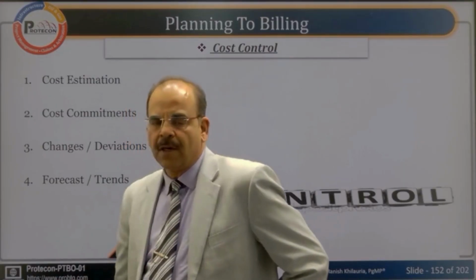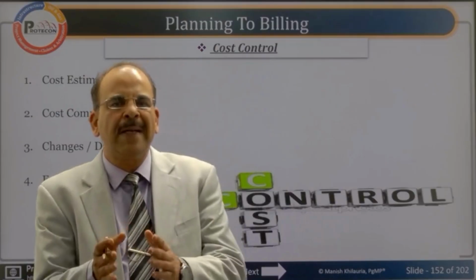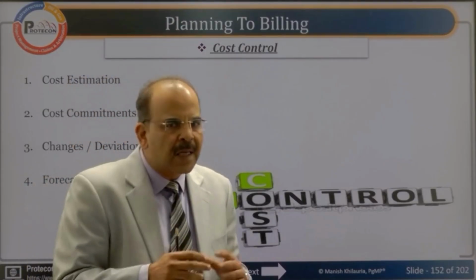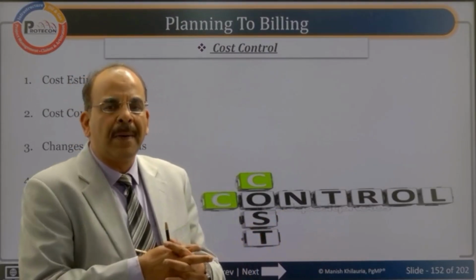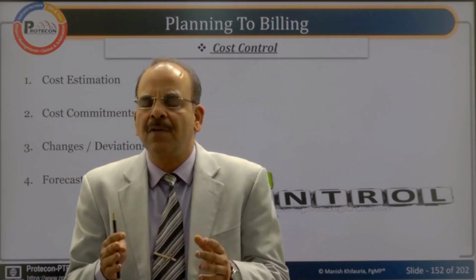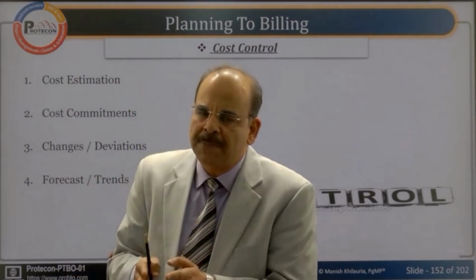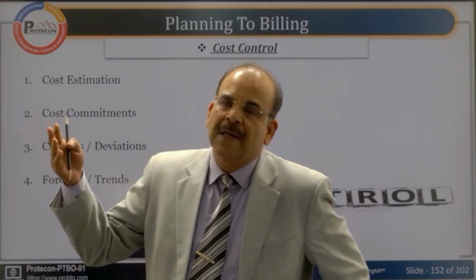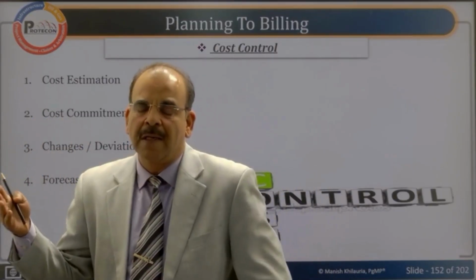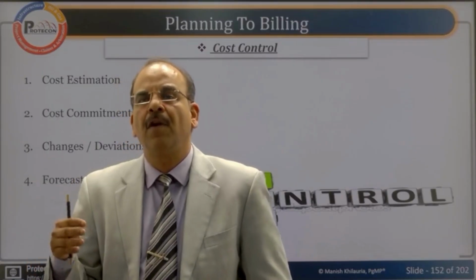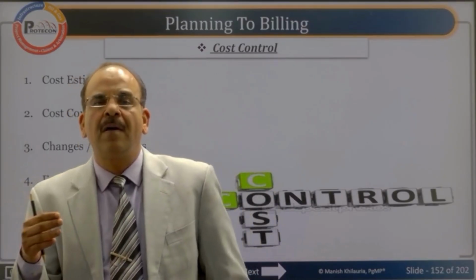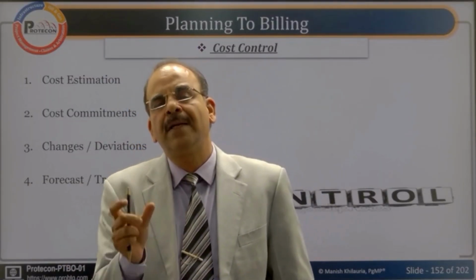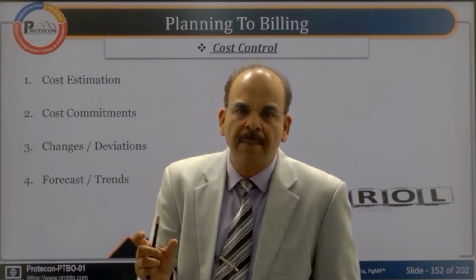Forecast trends: obviously whatever you have expended as of that particular day when the reporting period is there, that data is available with you, but cost control is not just limited to whatever you have expended to that particular status date. You also need to forecast how much you are going to require for completing the project. So that is cost at completion, because your budget is for the entire project.